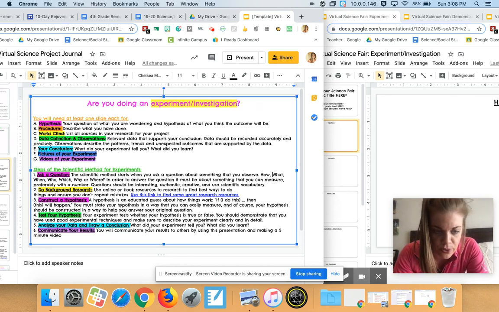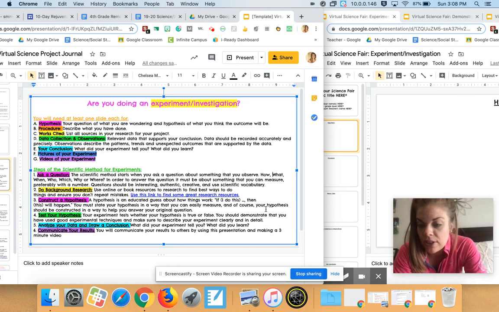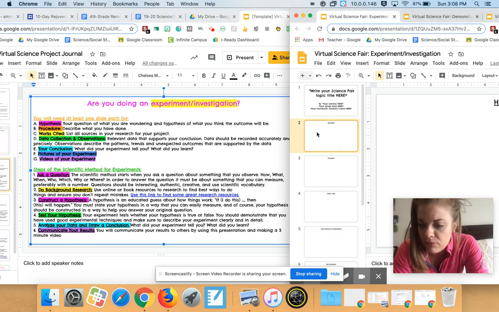What you're also going to do is state your hypothesis. Here's a good sentence starter for you. It says, if I do this, then you fill in the blank with whatever your topic is, then this will happen. A hypothesis should be stated in a way that you can easily measure, and in a way that can help you answer your original question that you started with. So not only are you coming up with a hypothesis, you're also starting with a big question that you're wondering about. If you're doing an experiment, that will be the slide that I'm going to be talking about today.